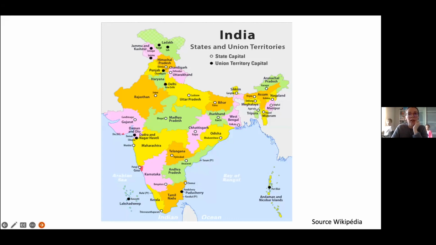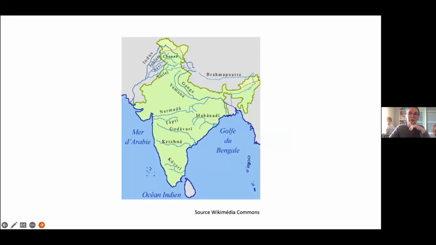Now, there's the state of India that we can mention. India is a federal state with 28 federated states. So you can see this from the picture on the screen.